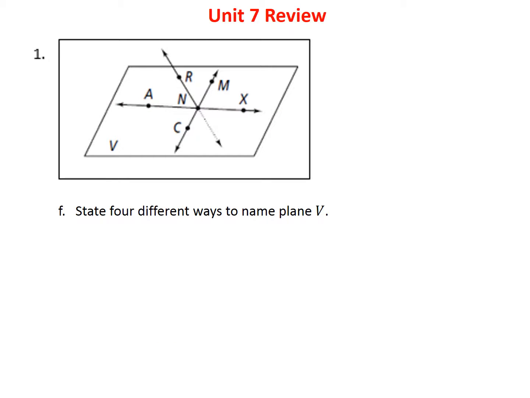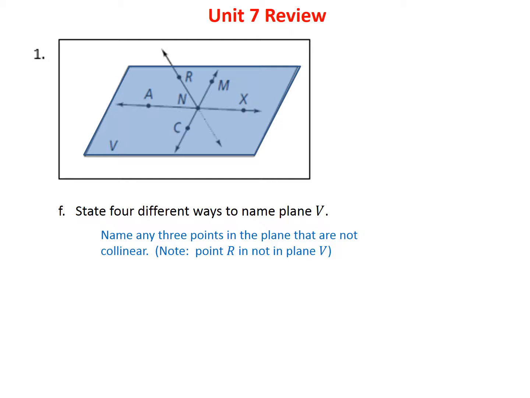Problem 1f asks us to state 4 different ways to name plane V. There's plane V, and the key here is all I have to do is name any 3 points in the plane that are not collinear. In other words, point R, by the way, is the only point I can't use because it's on the line coming through. It's not actually on the plane.